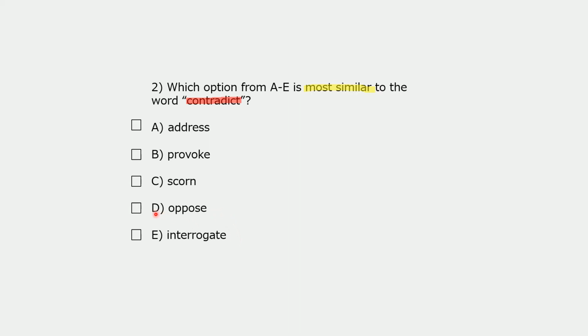We know that contradict is a synonym to oppose. Is that the answer? Yes, it is.